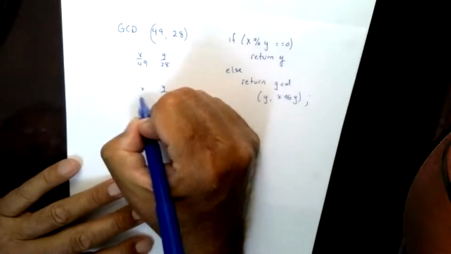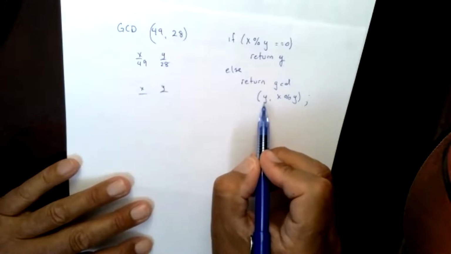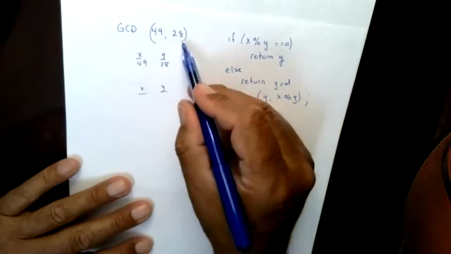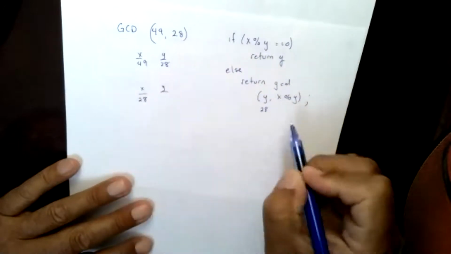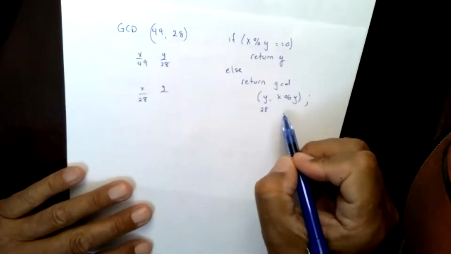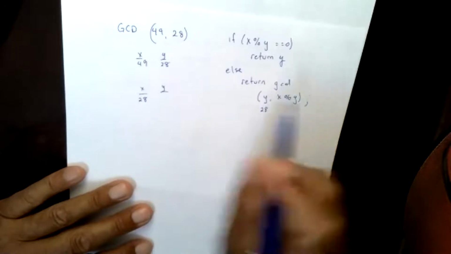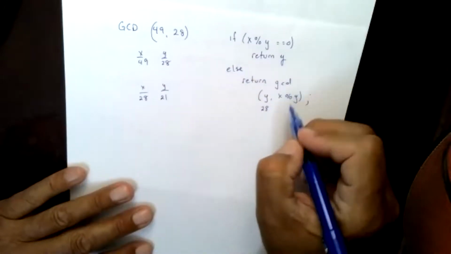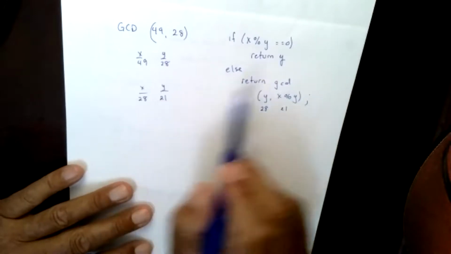This time, I'm going to rearrange things. I'm going to return the value of... 28 will now go where? So Y is 28, the X. Yeah, so 28 goes here. What goes here? X mod Y. What do we get? 21. Does X mod Y evenly divide?